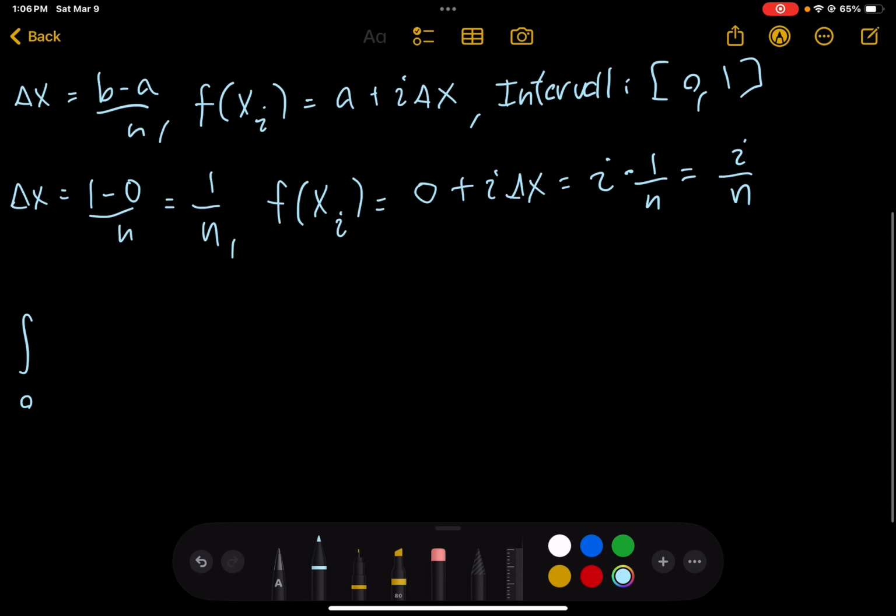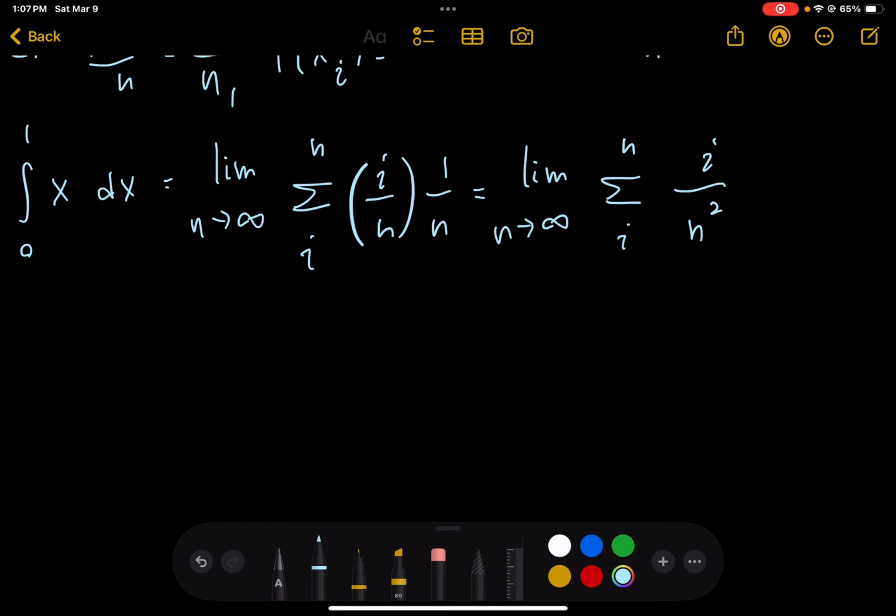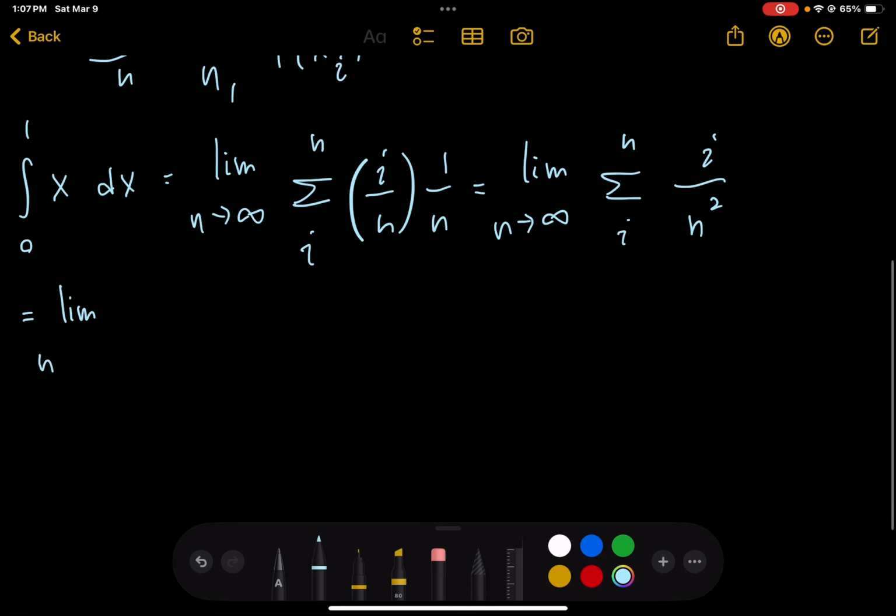So the integral from 0 to 1 of x dx is the limit as n approaches infinity of the sum from i to n of our f of x sub i, which is i over n, times delta x, which is 1 over n. This is equal to the limit as n approaches infinity of the sum from i to n of i over n squared. And from here we could put the 1 over n squared in front of the summation operator. So you have the limit as n approaches infinity of 1 over n squared times the sum from i to n of just i.